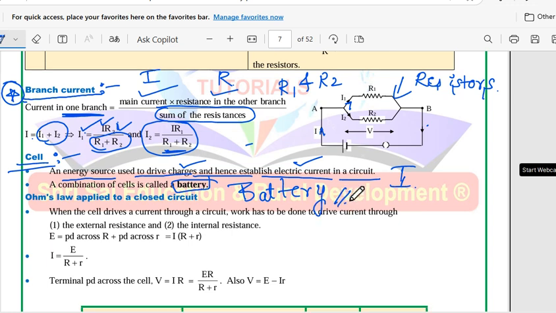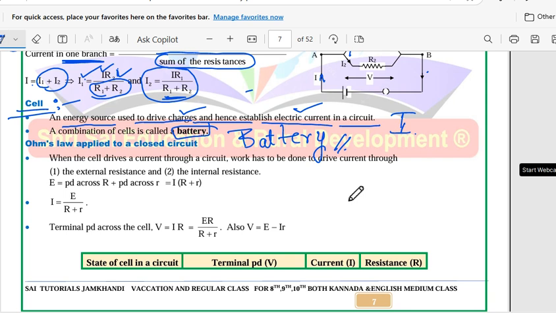Now, what is a cell? A cell is an energy source which is used to drive the charges and hence establish electric current in a circuit. Then what do you mean by battery? A combination of these cells is called a battery.